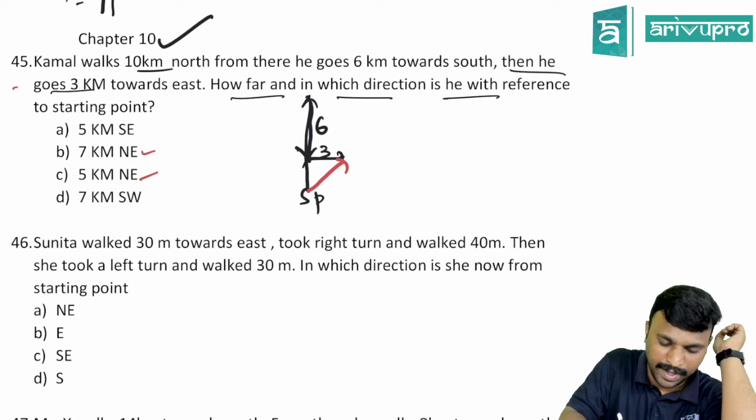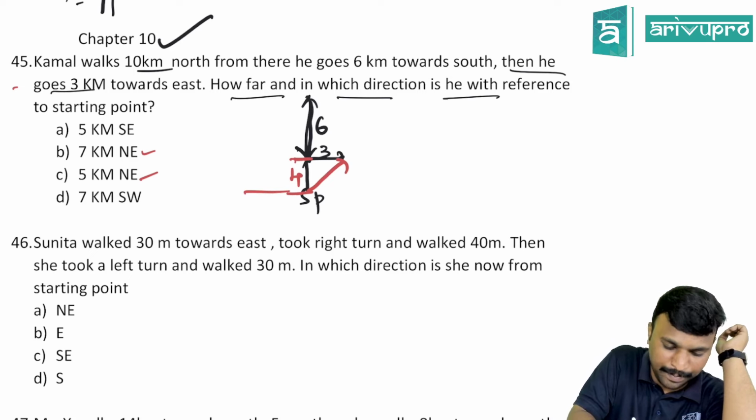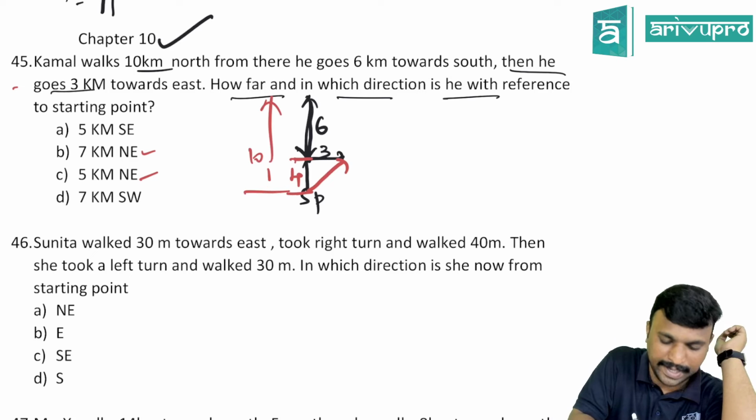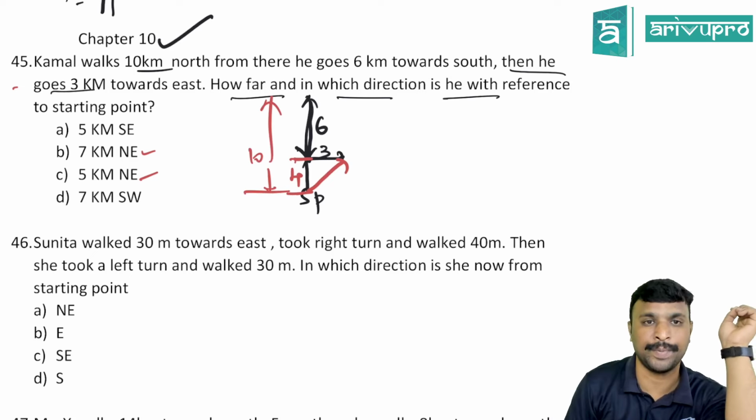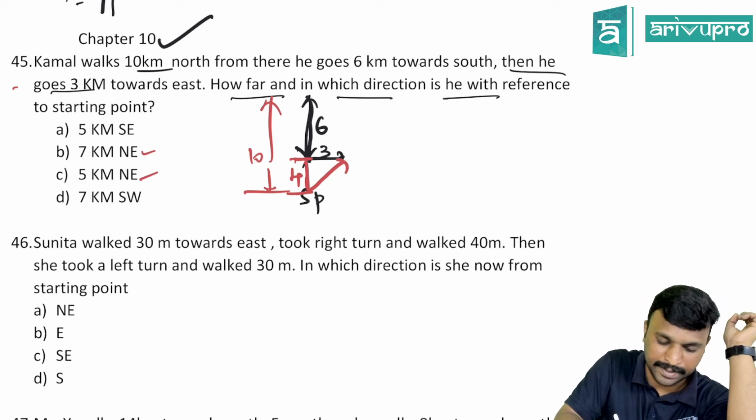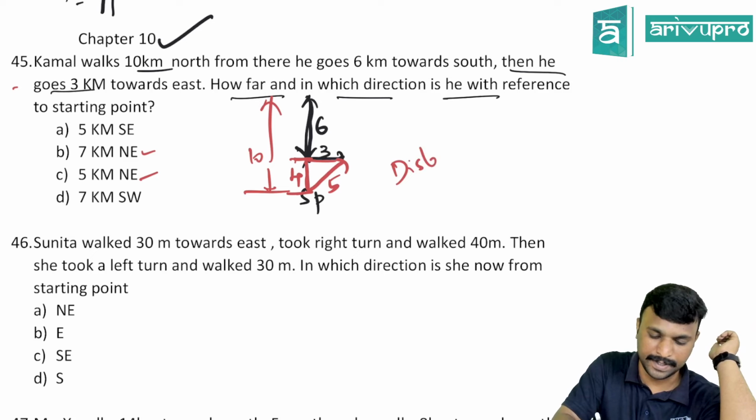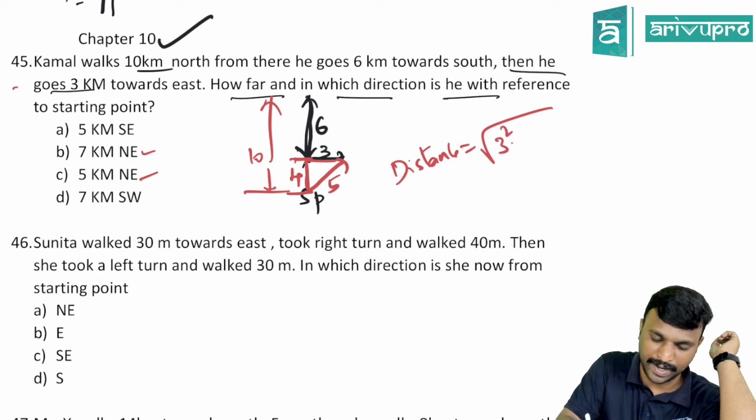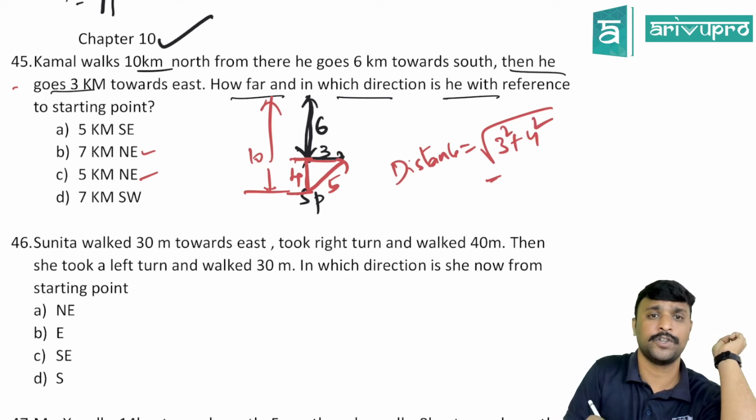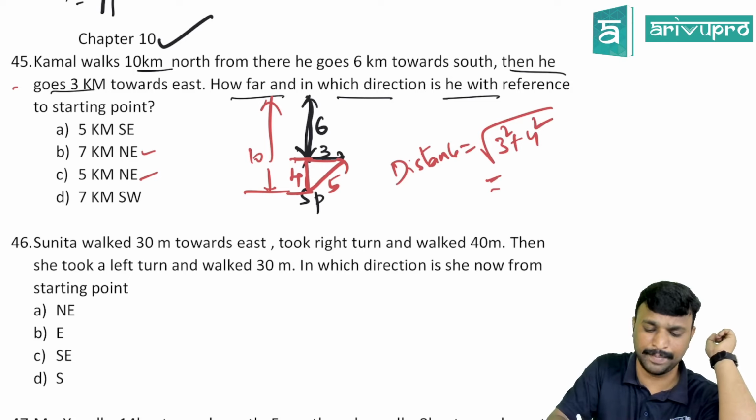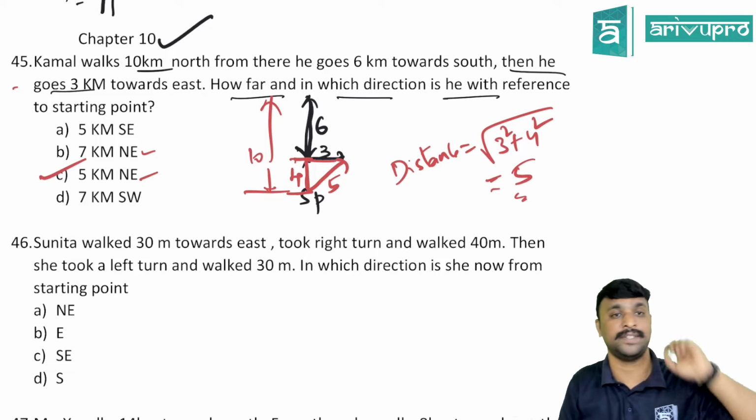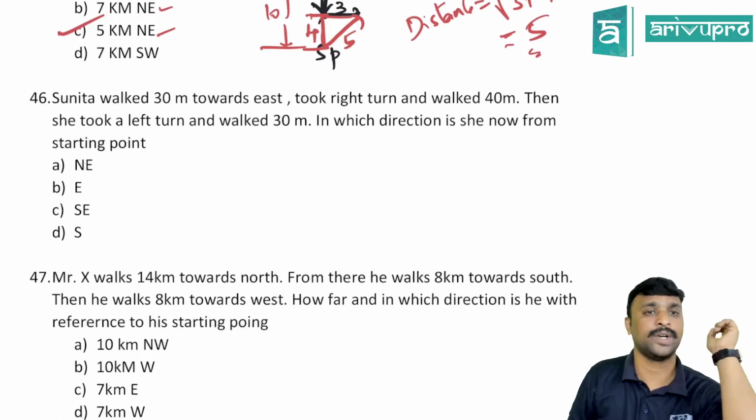We have to compute. Guys, what is this distance? It is 4, because from the starting point initially he went 10 kilometers and came back 6 kilometers. Therefore, this is 4 and this is 3. Definitely this will be 5, because distance is the root of the horizontal square, that is 3 square, plus the vertical square, 4 square. 4 square is 16, 3 square is 9, 16 plus 9 is 25, root 25 is 5. So 5 kilometers in the northeast direction is the right answer. Guys, look at the next question.